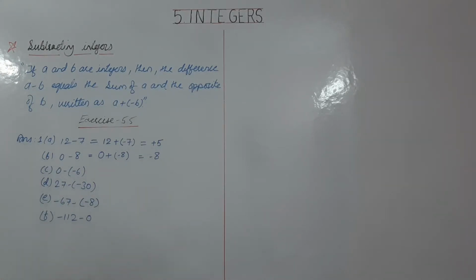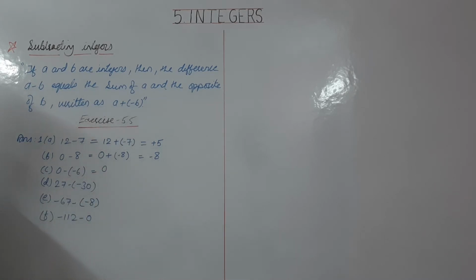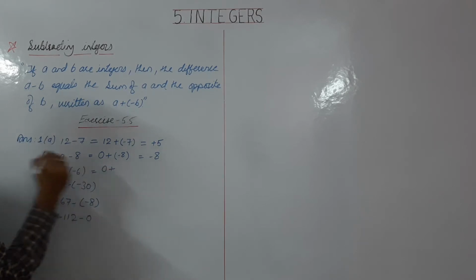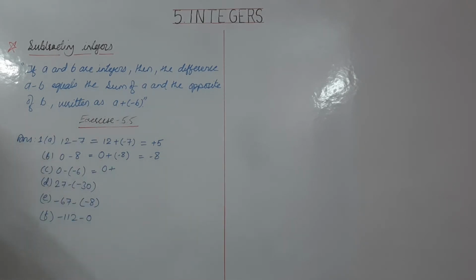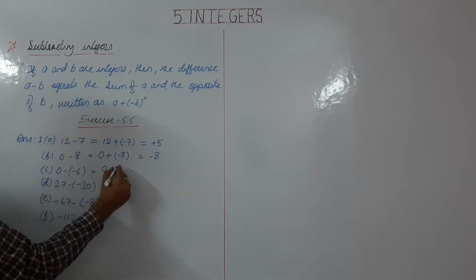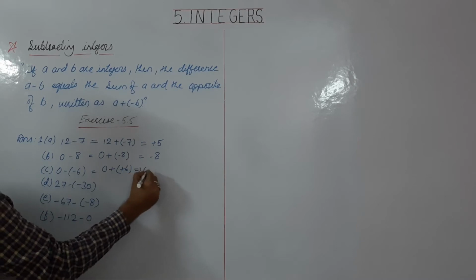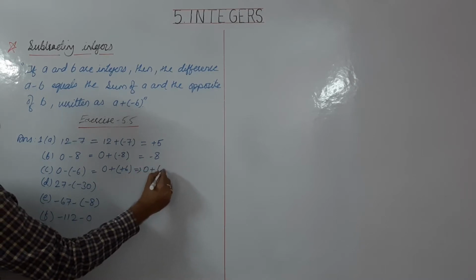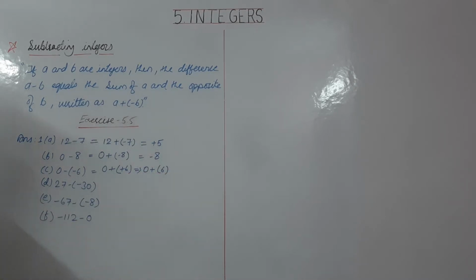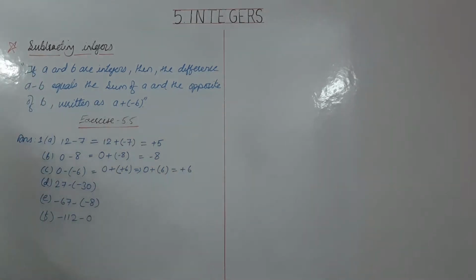Again 0 minus of minus 6. So first number a is 0, we'll write 0, then minus. So we have to change this sign. So we'll write plus, and opposite of minus 6. Opposite of minus 6 is plus 6, or you can write 0 plus 6 also. So final answer is 6 or plus 6.